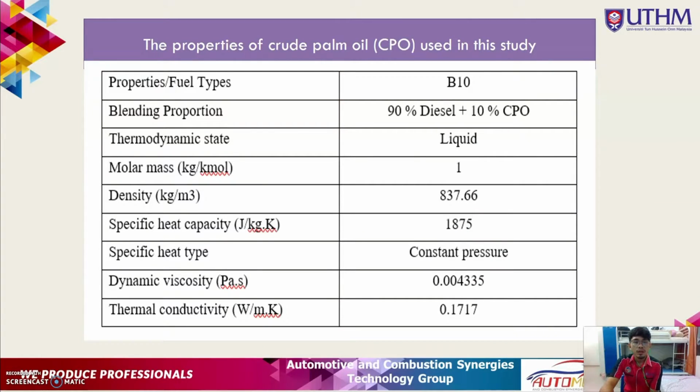The properties of crude palm oil, CPO, used in this study. We use B10, 90% diesel, 10% CPO. Thermodynamic state is liquid. Molar mass is 1, density 837.66, specific heat is 1875, specific heat type is constant pressure.